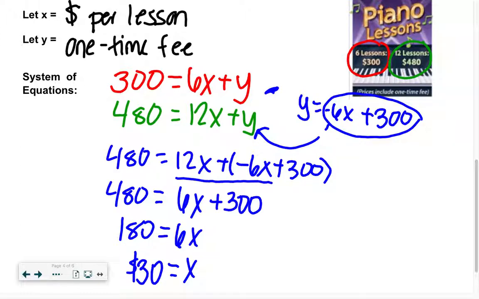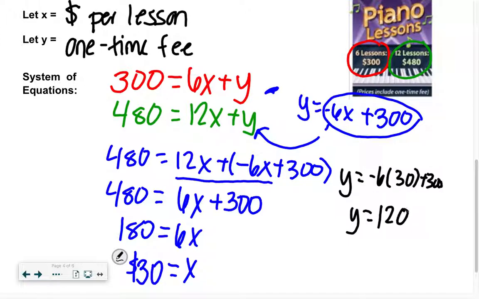Am I done? No. Gotta plug my x back in. y equals negative 6 times 30 plus 300. So y is 120. Dollar sign. You gotta check the other two. Yeah, we're gonna check that one.